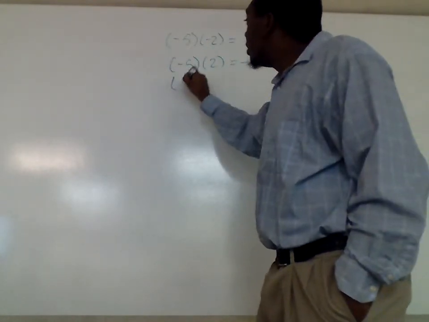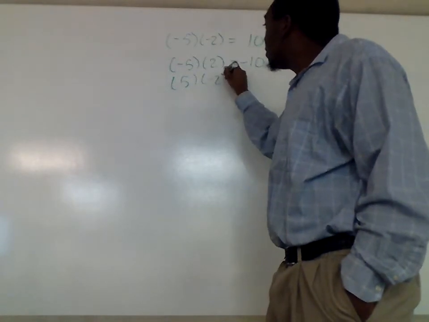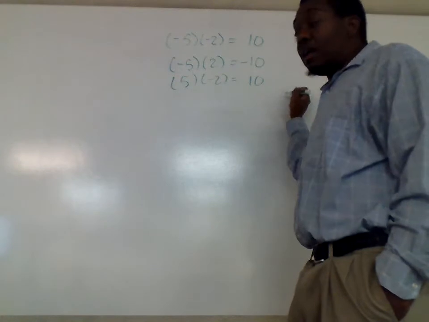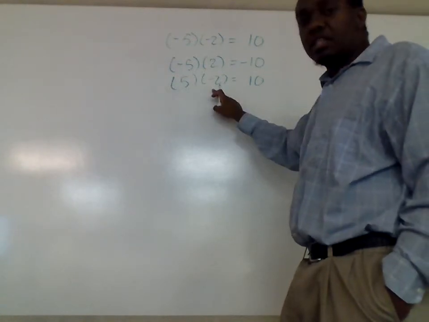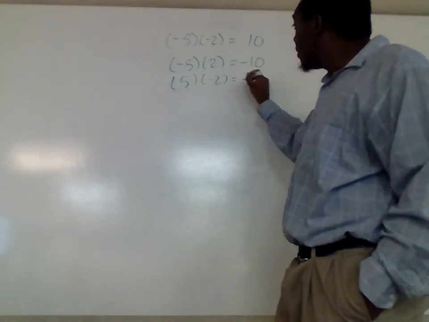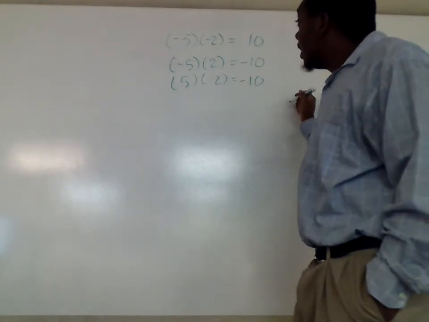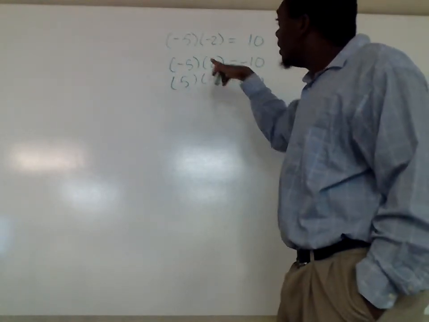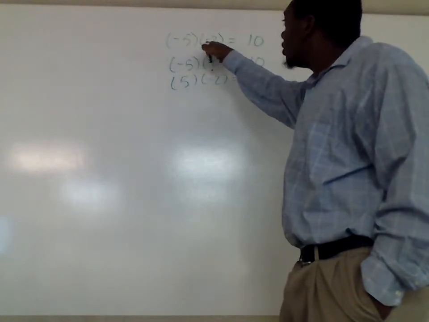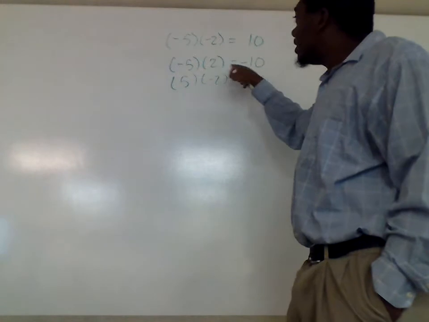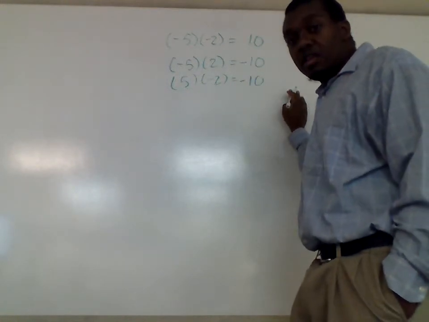If I were to do 5 times negative 2, 5 times 2 is 10. And this says keep it positive. This says no, negate it. So we're going to negate it. So it's negative. Right? So what you notice here is that every time you multiply negative times negative, it turns to positive. And every time you have a negative with a positive, your answer is negative.